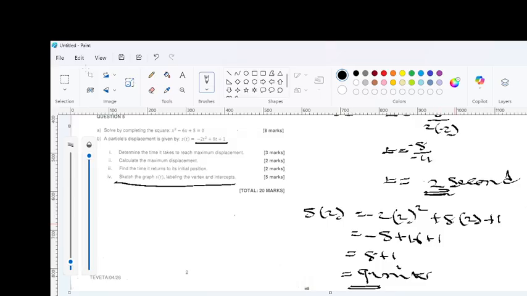Okay, so now we go to find the time it returns to its initial position.